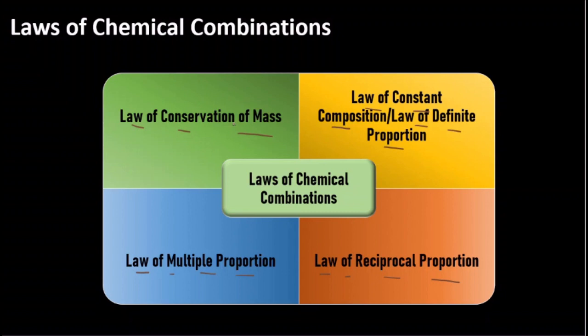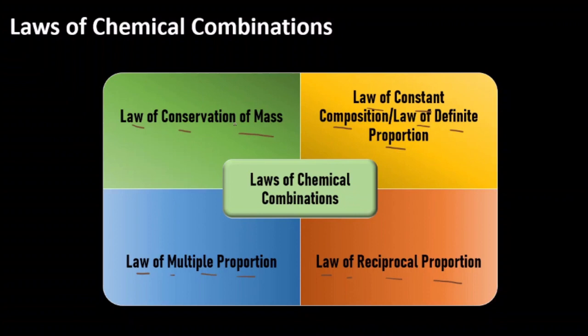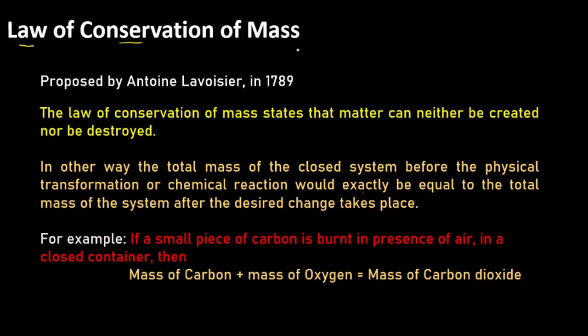Law of conservation of mass is the basis of stoichiometry. Stoichiometry refers to the relation between the relative quantities of substances taking part in a reaction to form a compound. So basically a ratio of whole numbers. The law of conservation of mass was proposed by Antoine Lavoisier in 1789.